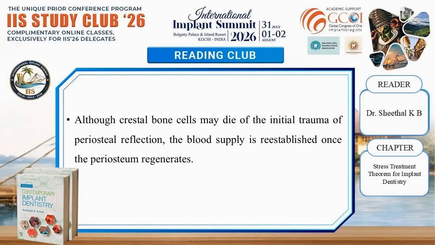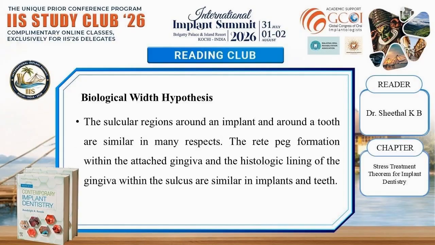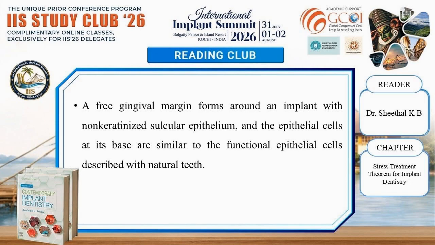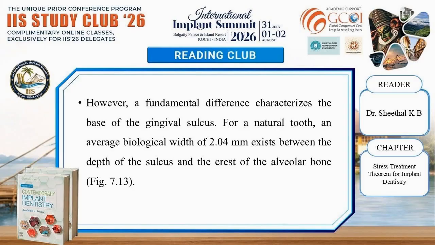Although crestal bone cells may die of initial trauma of periosteal reflection, the blood supply is re-established once a periosteum regenerates. Biologic width hypothesis. The sulcular region around an implant and around a tooth are similar in many respects. The rete peg formation within the attached gingiva and the histologic lining of the gingiva within the sulcus are similar in implants and teeth. A free gingival margin forms around an implant with non-keratinized sulcular epithelium, and the epithelial cells at its base are similar to functional epithelial cells described with natural teeth. However, a fundamental difference characterizes the base of the gingival sulcus.